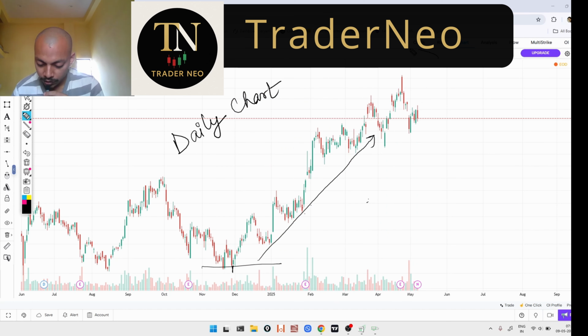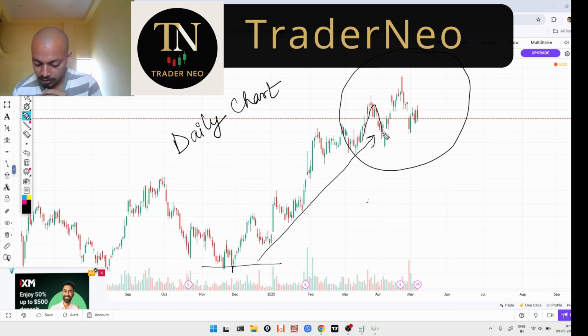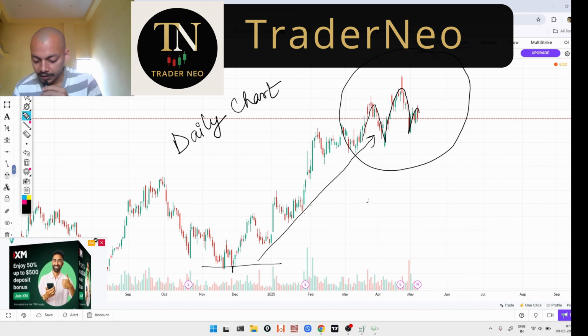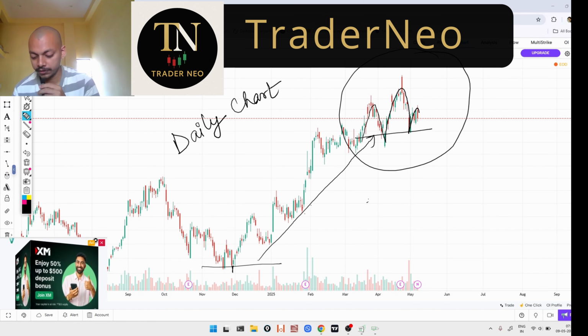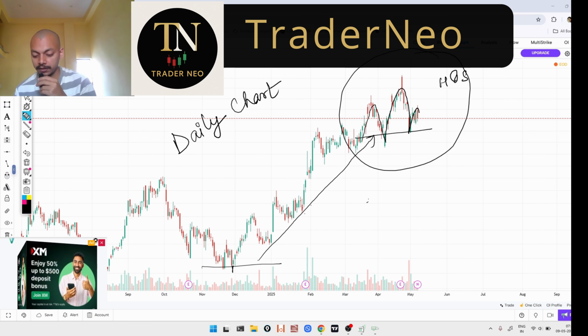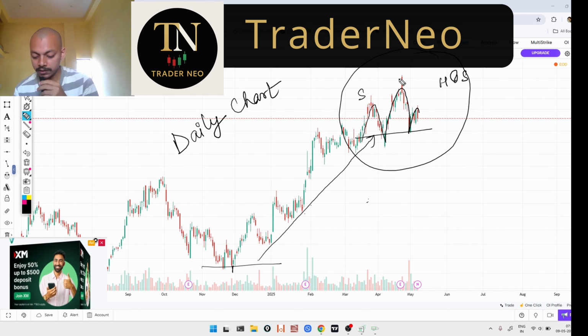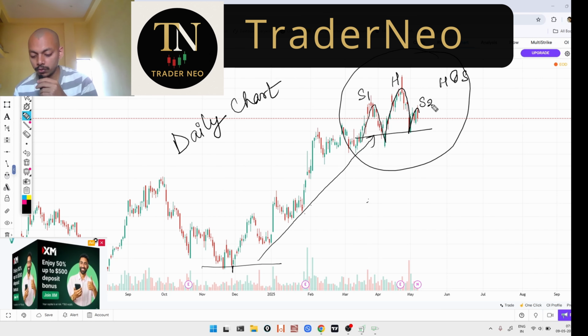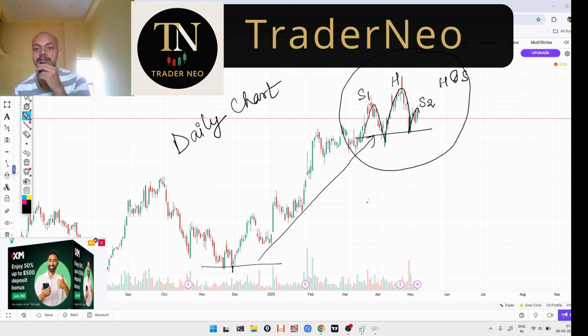And at this swing high, I saw a pattern formation on the daily chart. This pattern is a head and shoulders pattern, H&S. So this is shoulder 1, this is our head, and this is shoulder 2 in formation.